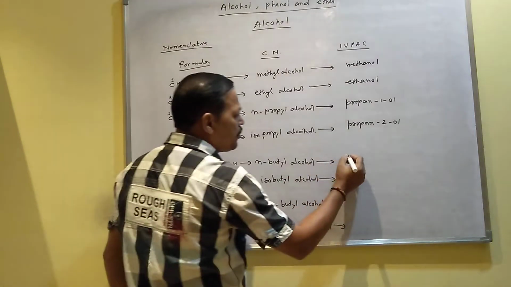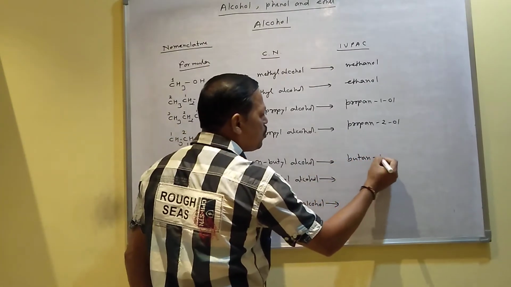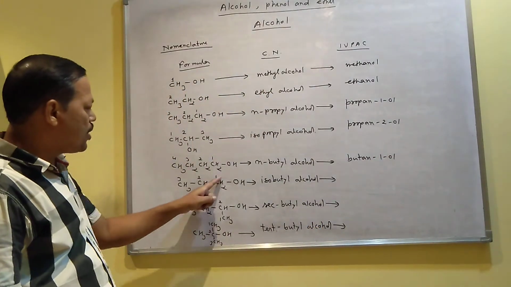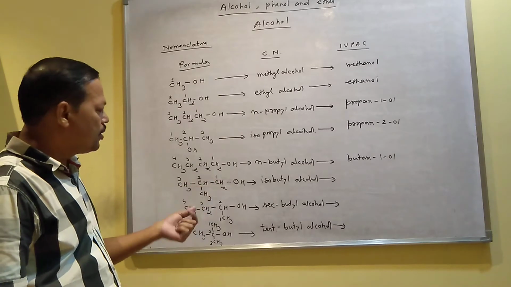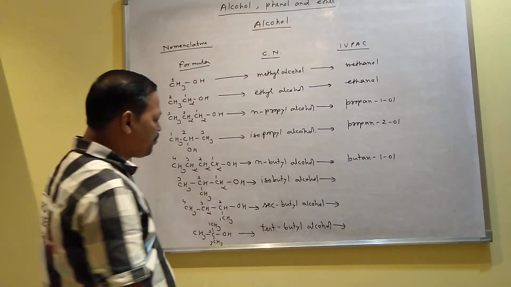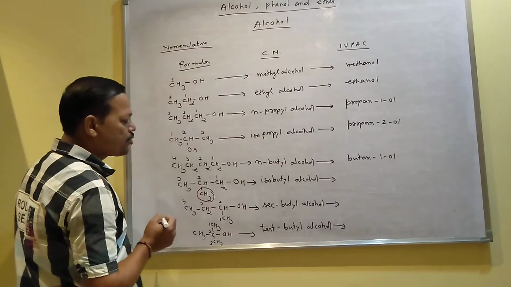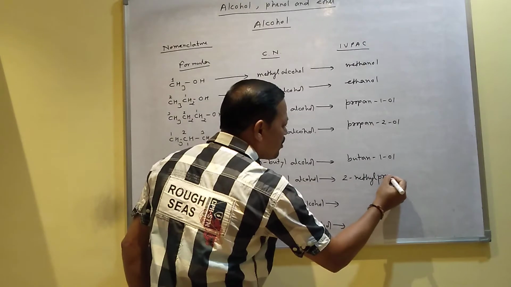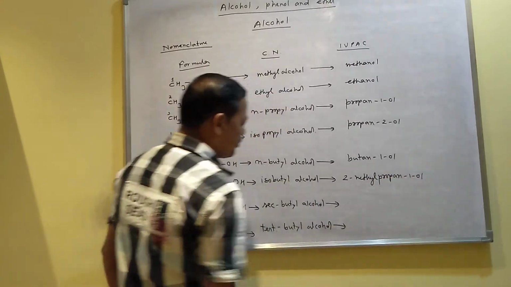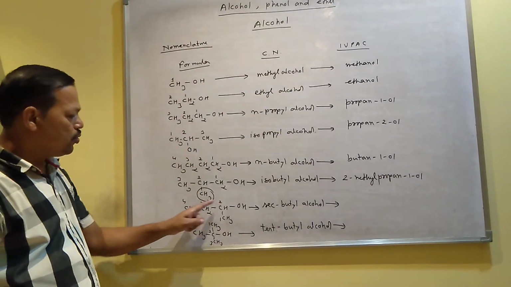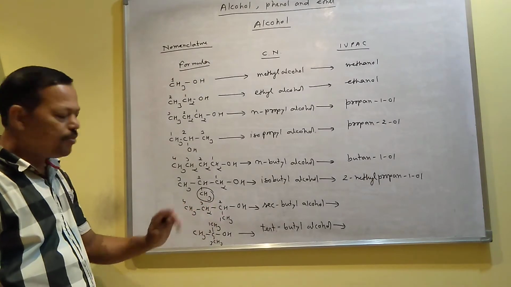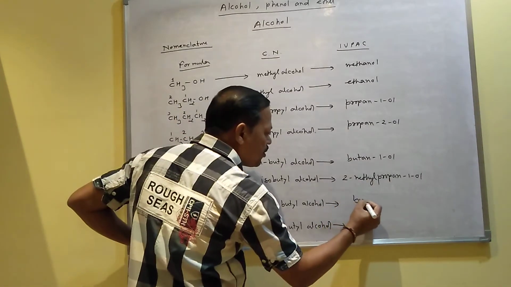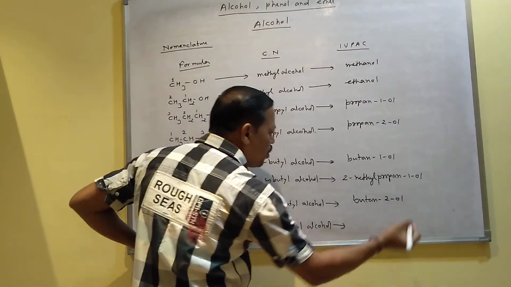This is butane-1-ol. Don't write the last E when you write "ol". This is 1, 2, 3 means propane, but the second carbon contains one methyl group. This is your branching group, that's why 2-methyl, 3 carbons means propane-1-ol. Here 1, 2, 3, 4, all carbons are in the numbering, no branching. 4 carbons are present, that's why butane, and OH is present on the second carbon, that's why butane-2-ol.